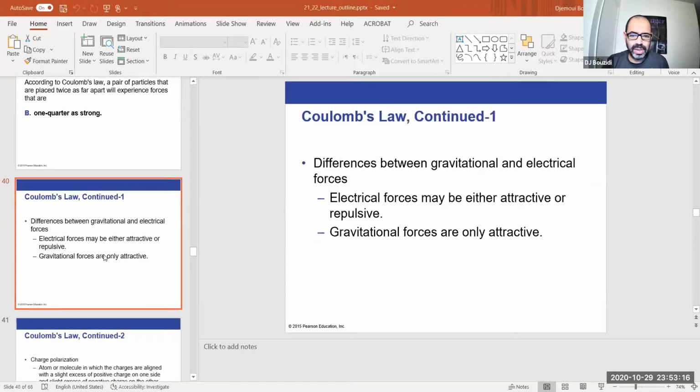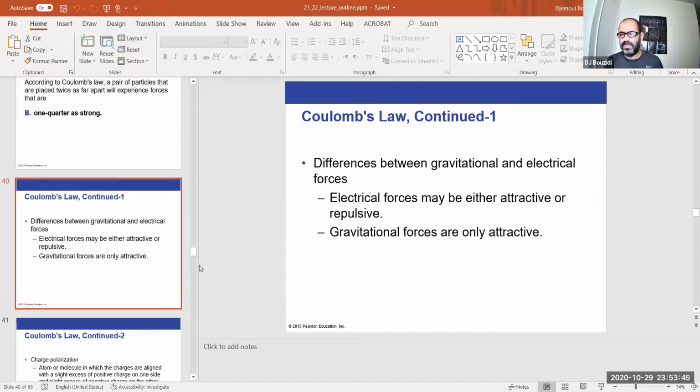So, differences between the two forces. I mentioned this several times, that this one is several times higher, okay? So this one, first of all, can be attractive or repulsive, okay? Two charges of the same sign can repel one another. Two charges of different signs can attract one another. The force of gravity is always attractive, okay? I mean, everything is on the ground because the force of gravity is always attractive.